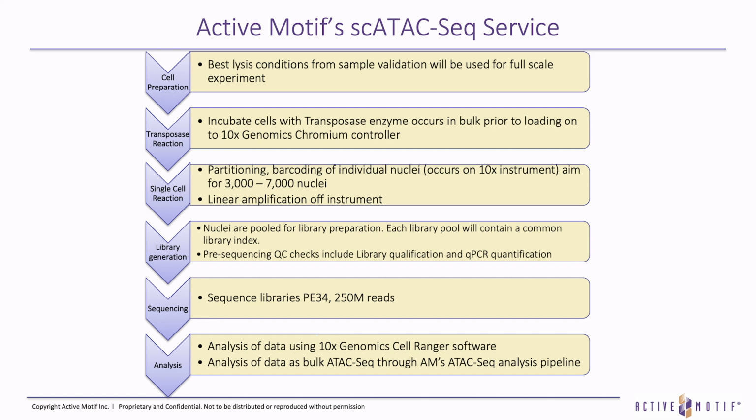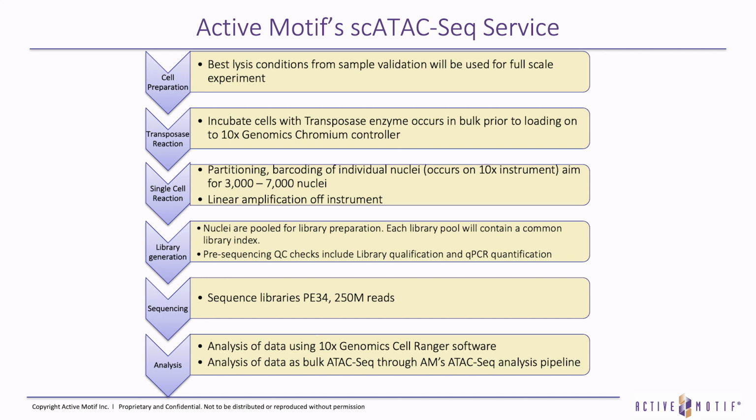We find the best lysis conditions for your sample by first performing a sample validation to make sure that we have all of the appropriate conditions to be able to deliver high quality data to you, before embarking on the full-scale experiment. If the sample validation is successful, then we proceed with the full-scale single-cell ATAC-Seq service.